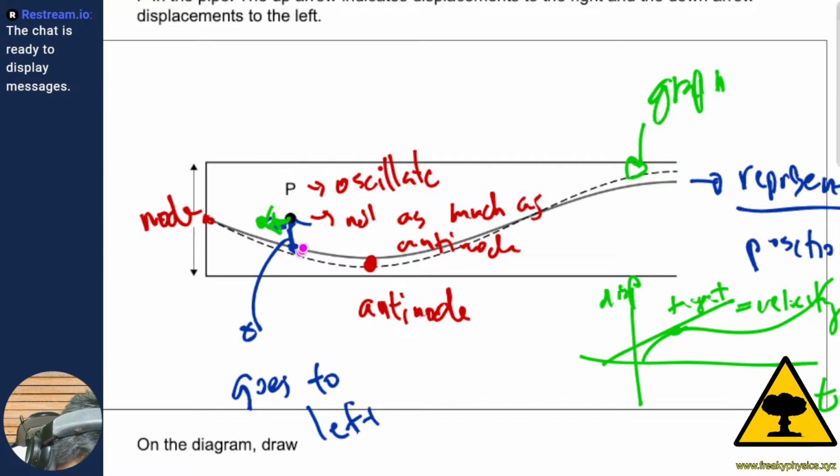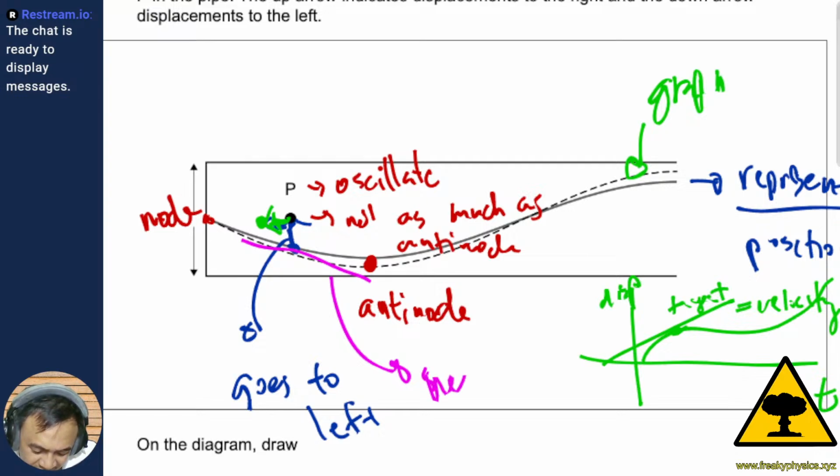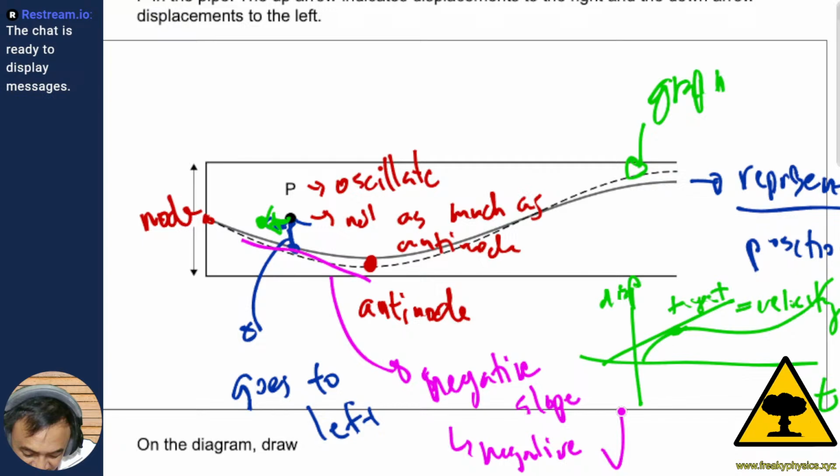The tangent is going to be like so. We don't need to know its value, but we need to know whether it's a positive or negative gradient, or negative slope. We can see here that this is a negative slope, meaning negative velocity, negative v. So in other words, v is going this way, to the left.